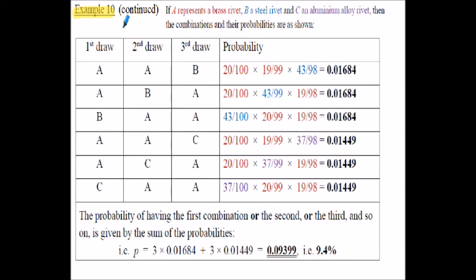The table below is just an amalgamation of the 2 previous tables and the various configurations we reviewed. Don't forget that A in our table represents a brass rivet, B a steel rivet, and C an aluminium alloy rivet. So what we've got here are the various configurations for our first draw, second draw, and third draw. And we're going to now work out the probabilities of each of these configurations.